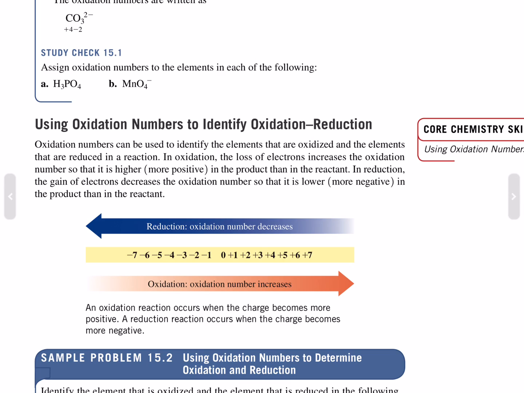An oxidation reaction occurs when the charge becomes more positive. A reduction reaction occurs when the charge becomes more negative. Oxidation, more positive. Reduction, more negative.